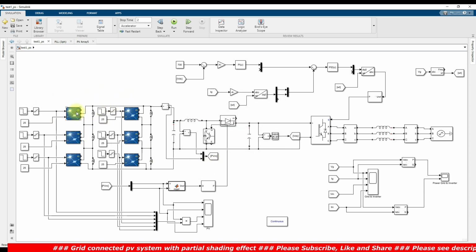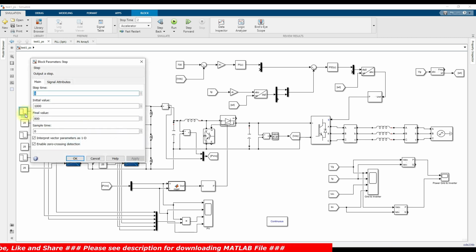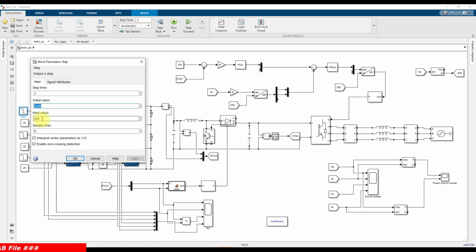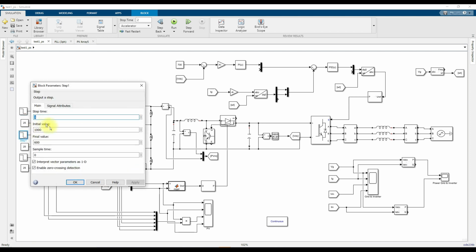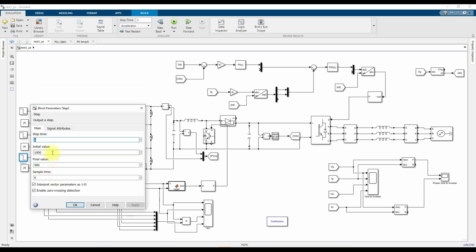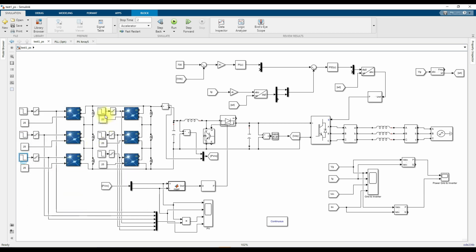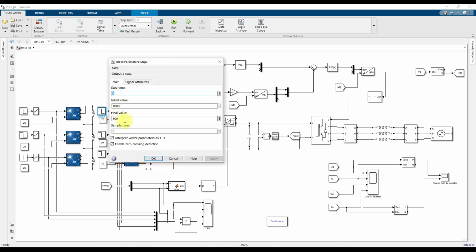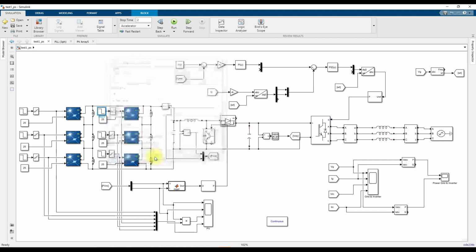Here you can see that each PV group is going to be connected with temperature and irradiation. I am creating a change in irradiation to create the partial shading effect. After 1 second the first will change from 1000 to 800, the next from 1000 to 600, and the last from 1000 to 500. The same kind of variation we are providing.